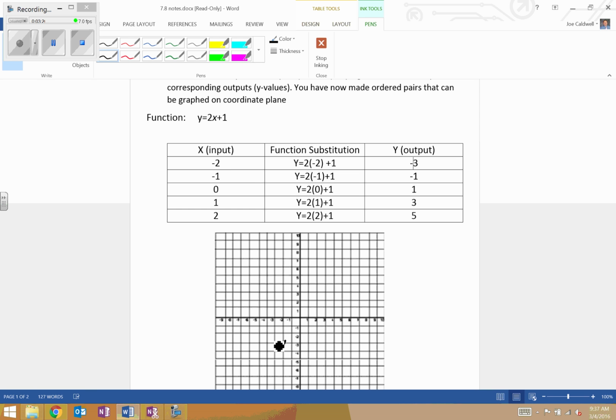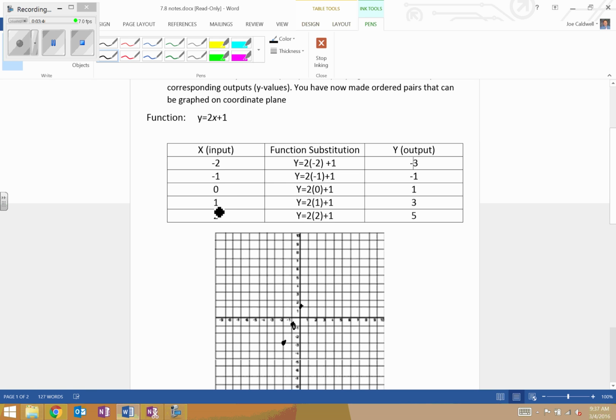So if I plug in negative 1, I get an output of negative 1. That's my ordered pair. I go back to the left and down 1. My next one would be 0, so I don't go over any, but I'm going to go up to 1. There's my next dot.